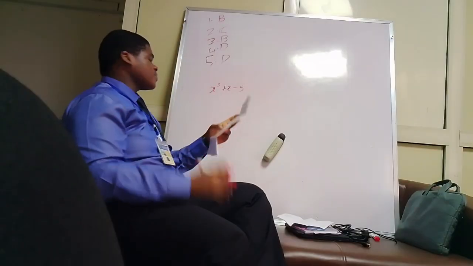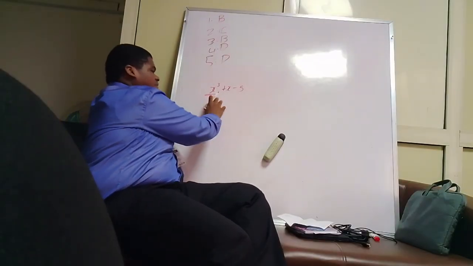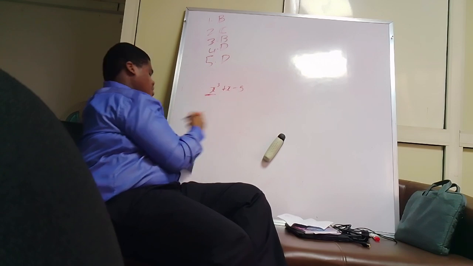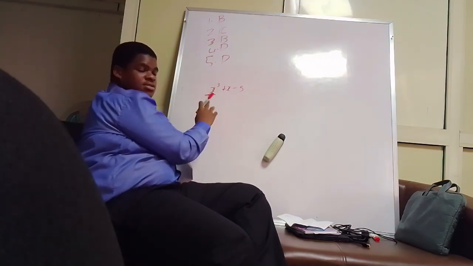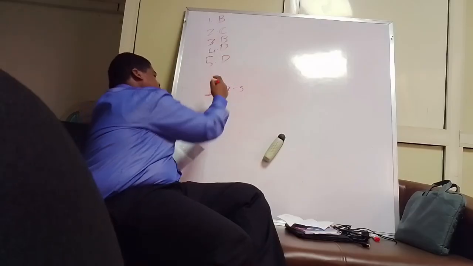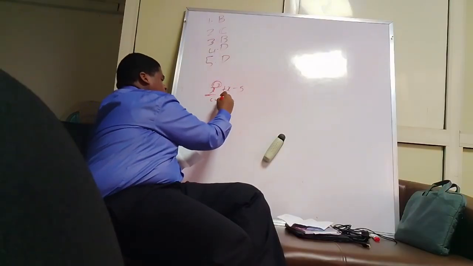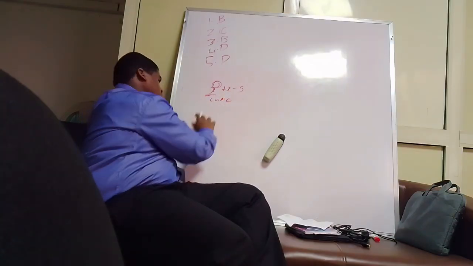So let's begin. If it is in standard form, the first term will have the greatest power. But if it's not in standard form, then you have to look for the term with the greatest power. In this case, the greatest power is 3. So this is going to be a cubic polynomial.